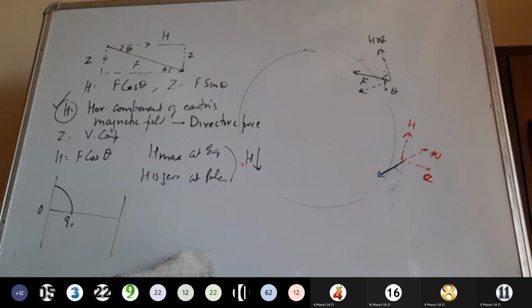The magnetic compass is not so reliable in the higher latitude because the H becomes weak there, and the force which is acting on the magnetic compass needle to make it align in the north-south direction itself becomes weak. That is why the magnetic compass is not so reliable in high latitudes. Okay.